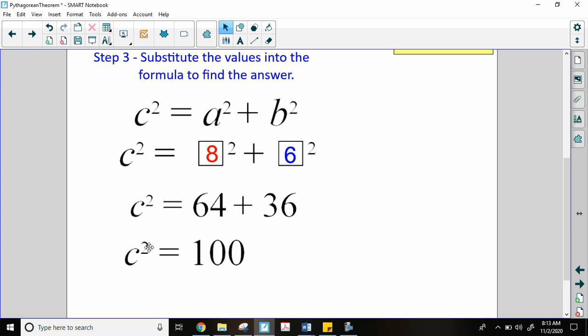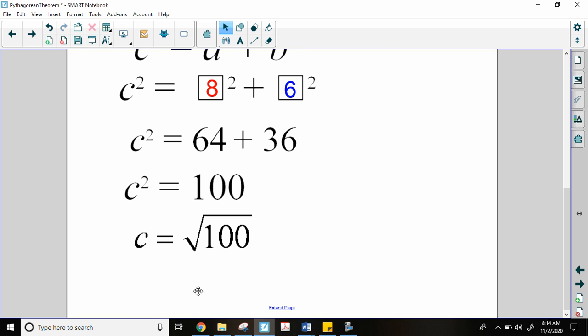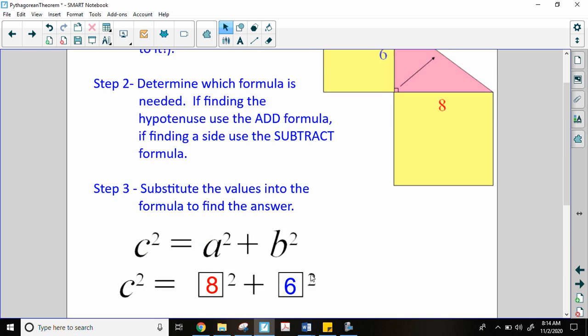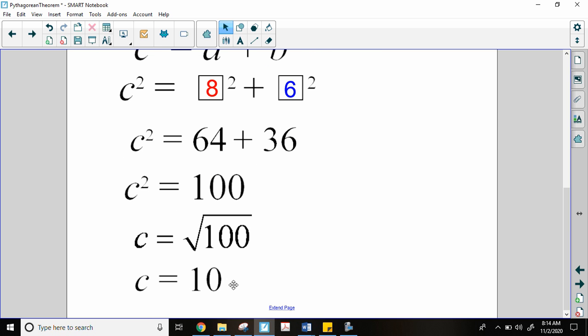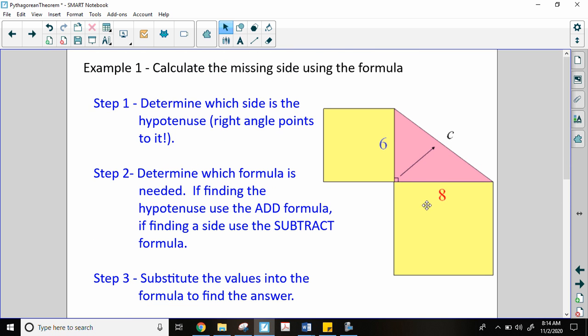The C is being squared, so we have to undo the squared. The way you undo a squared is with a square root. Okay, so make sure you look over your calculator and how to do a square root. Most of us need to use the shift or the second function button to get the square root to work. And then we've just got an answer of 10. 10 units. In this case, it's just 10 units. I'll add that in there, units. That is the hypotenuse, the unknown side.